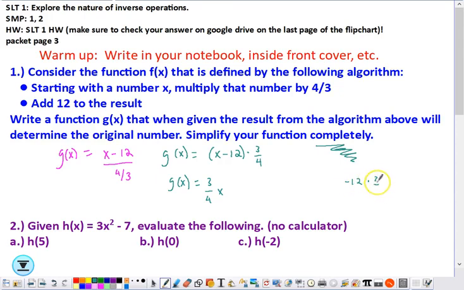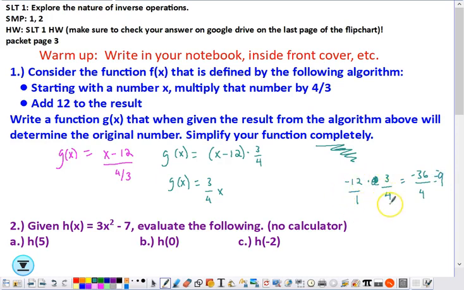Okay, so negative 12 times 3/4. Now, I want to remember negative 12 is a whole number, 3/4 is a fraction, but I can write negative 12 as negative 12 over 1. And now I have two options. I can multiply across. Negative 12 times 3 is negative 36. 1 times 4 is 4. Negative 36 divided by 4 is negative 9.